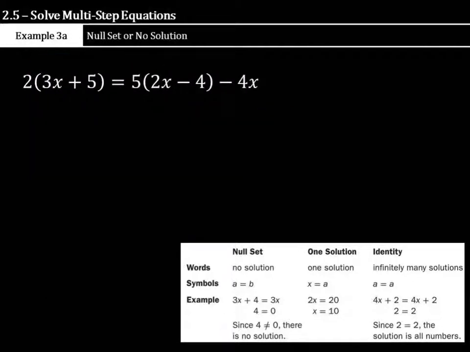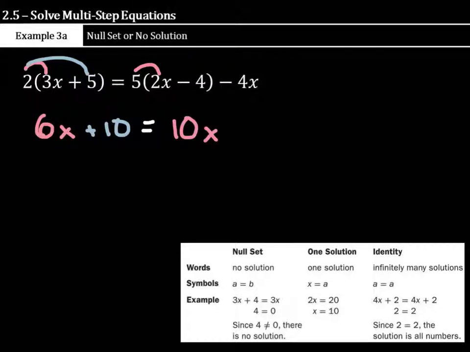Let's continue. This is an example where you have a null set or no solution, so it's going to look a little bit like these down here. Let's distribute and see what happens. If we distribute our 2 times 3x, that is 6x. Our 2 times 5 is plus 10. And that's going to equal our 5 times 2x is 10x. Our 5 times negative 4 is a negative 20. And then we still have this minus 4x kind of hanging out.